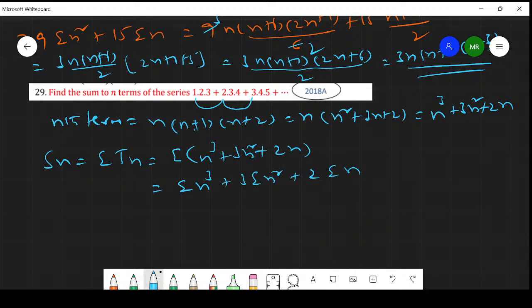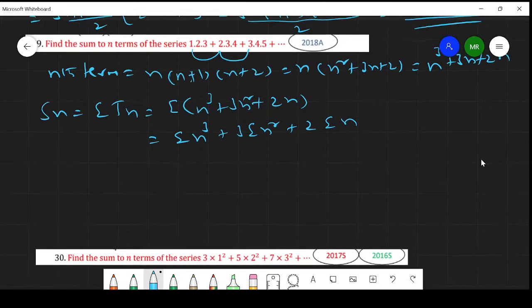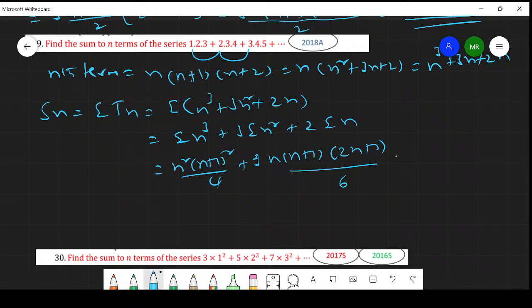Just apply the formula. In the previous problem, I have given the values. Sigma n cube is n square into n plus 1 whole square by 4. Sigma n square is n into n plus 1 into 2n plus 1 by 6, with the 3 into it. 2 into sigma n is 2 into n into n plus 1 by 2. You can simplify this. I can take n into n plus 1 by 2 common.